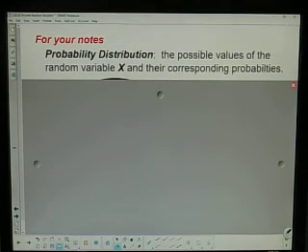For your notes, probability distribution: the possible values of the random variable X and their corresponding probabilities. Take a moment and pause it if you're copying there.